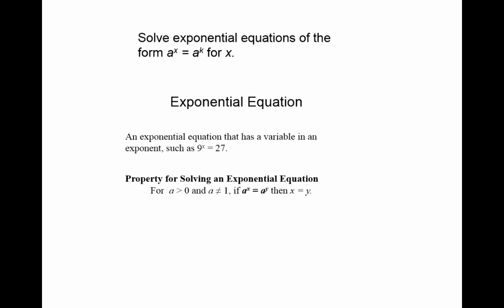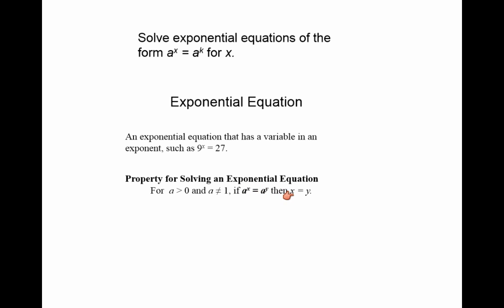Solve exponential equations of the form a^x = a^k for x. An exponential function has a variable in an exponent, such as 9^x = 27. Property for solving an exponential equation: if a is greater than 0 and a is not equal to 1, and a^x = a^y, then we can conclude that x is equal to y.